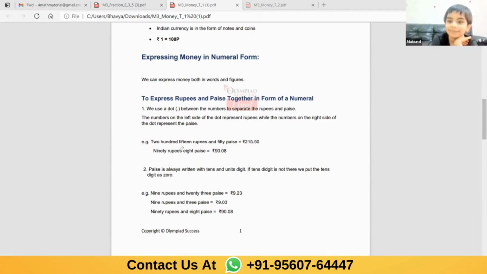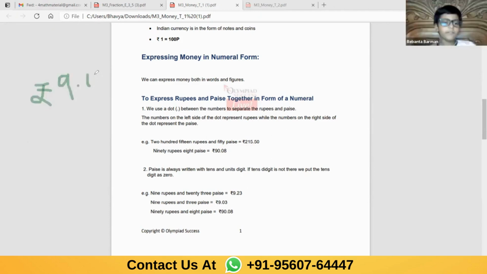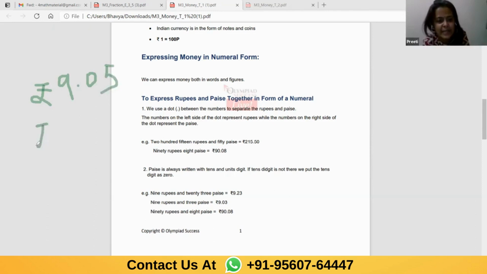Ma'am, 1,000 paise for 100 rupees. Ma'am, if we need five rupees, then we have to collect 500 paise. Right? Okay, tell me, who can tell me the difference between these two?